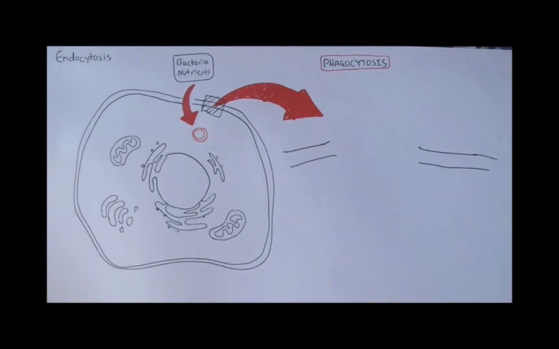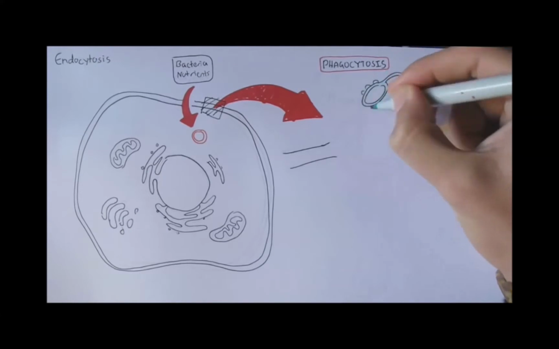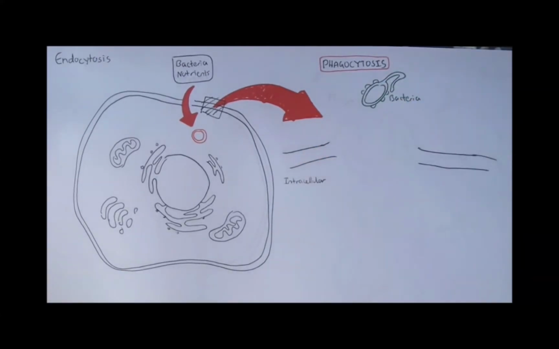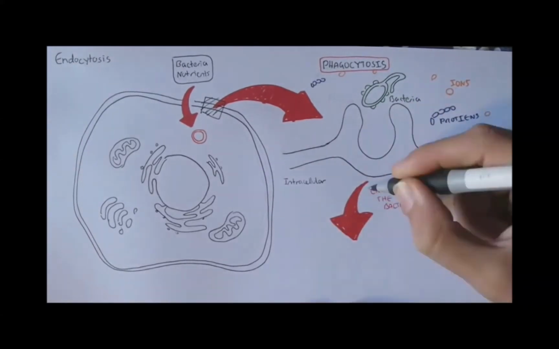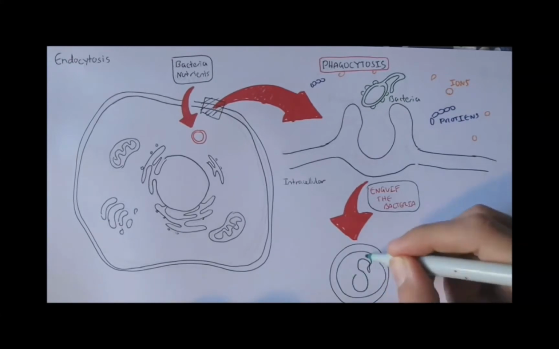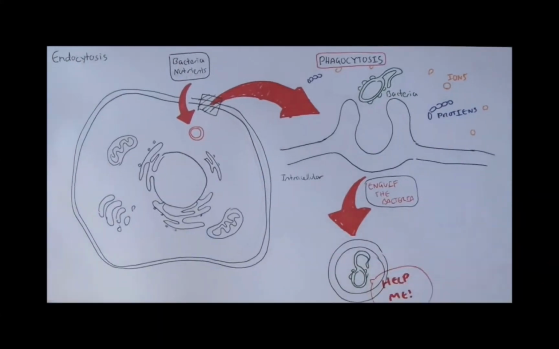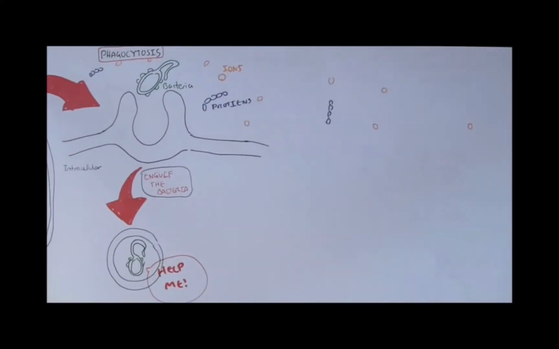First one is basic phagocytosis, usually involves a bacteria or a virus. Here is the intracellular fluid. On the outside, there are many ions and proteins and other things as well. Phagocytosis is basically when the cell detects the presence of a bacteria and tries to engulf it. It phagocytizes it, and through eating it, it will form an endosome.